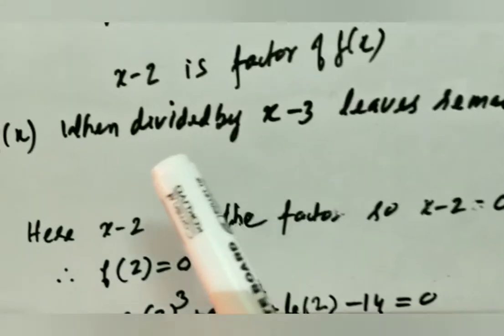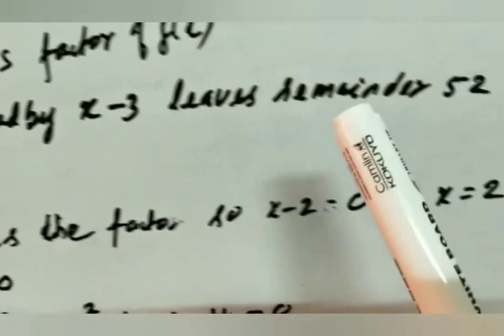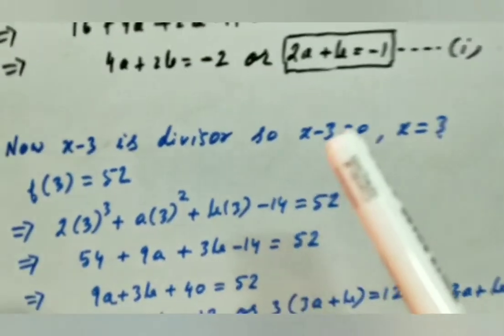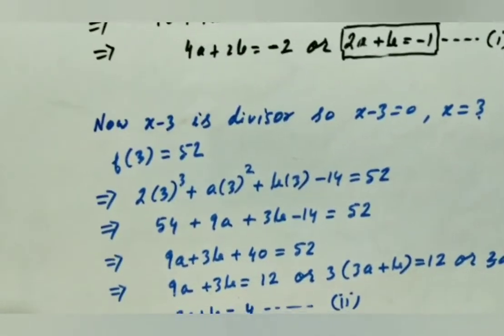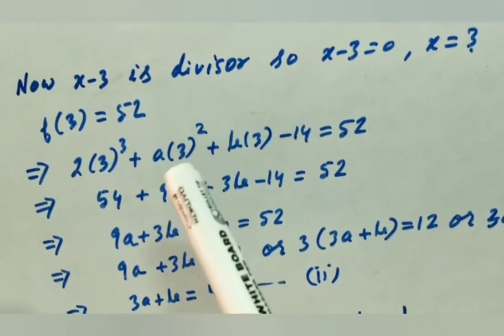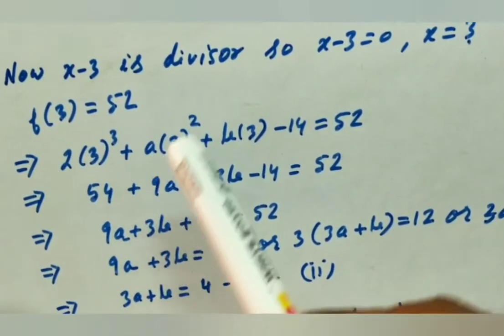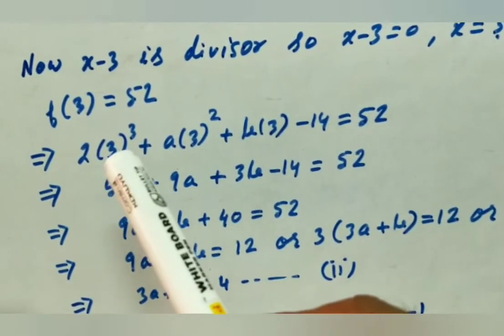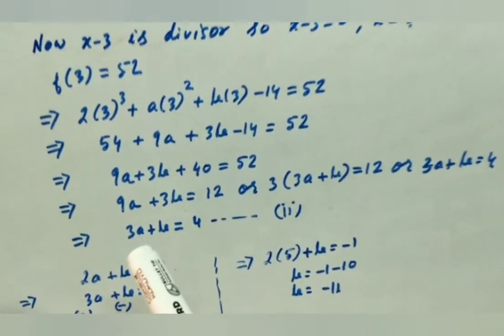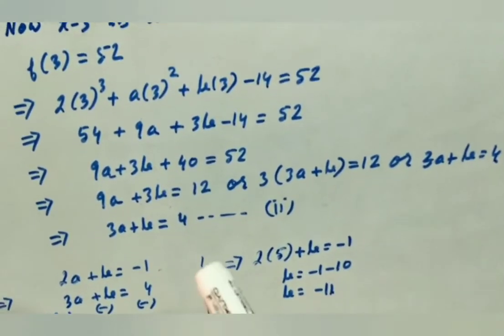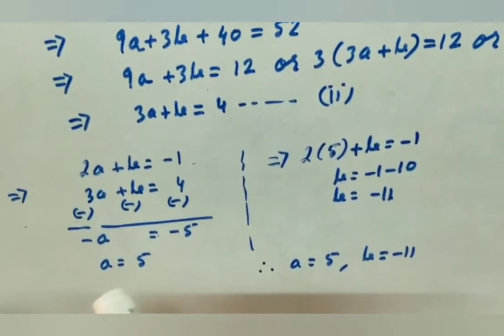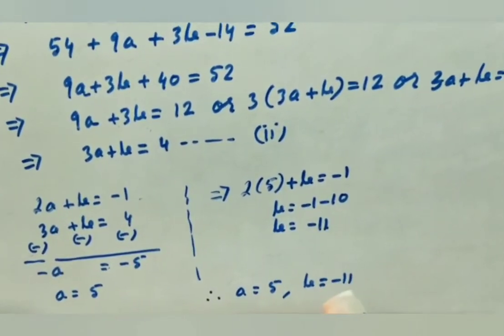Second is, if f(x) is divided by x minus 3, it leaves remainder 52. So x minus 3 is a divisor, so x minus 3 is 0, x is equal to 3. So f(3) will be the remainder 52. So 2x cube plus ax square plus bx minus 14 is 52, with 3 in place of x. After simplifying this, the second equation is 3a plus b is equal to 4. You have to be very careful in getting the two equations. Now simultaneously solving the two equations, we get a is equal to 5 and b is equal to minus 11.